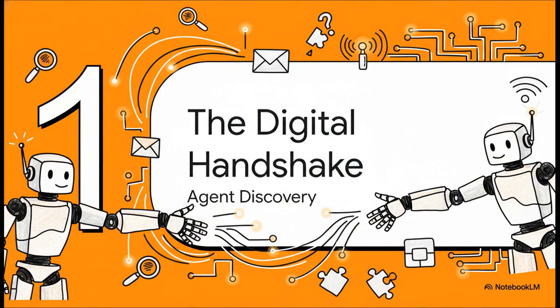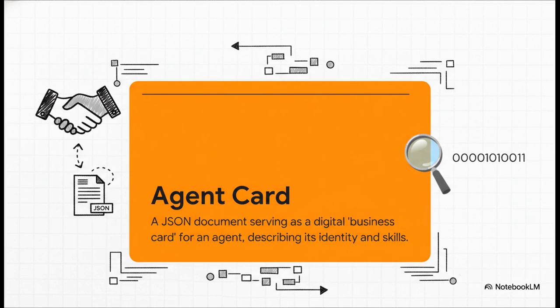How do they introduce themselves? This brings us to a really core piece of the A2A puzzle, the digital handshake, which is all about agent discovery. And the key to this whole handshake process is something called the agent card. Honestly, the analogy is perfect. It's basically a digital business card. It's a simple standard JSON file that an agent can hand out to say, hey, here's who I am, here's what I'm good at, and here's how you can get in touch.